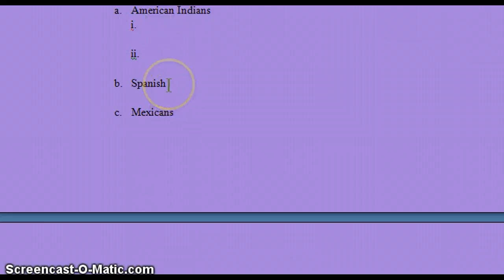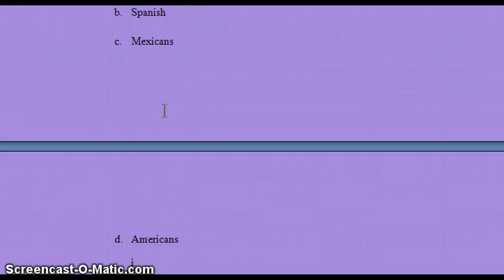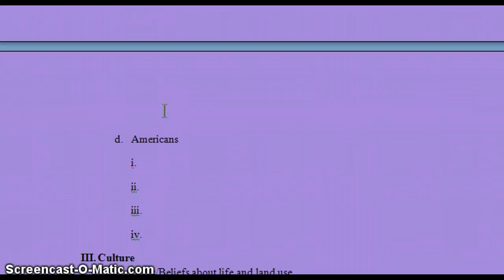We're also going to look at the Spanish, Mexican, and the American populations. As we look at the American populations, I want you to focus on 4 different subpopulations. Those populations are the fur trappers and traders, that's what you're going to write in number 1, explorers, number 2, settlers, number 3, and town builders or politicians in number 4.